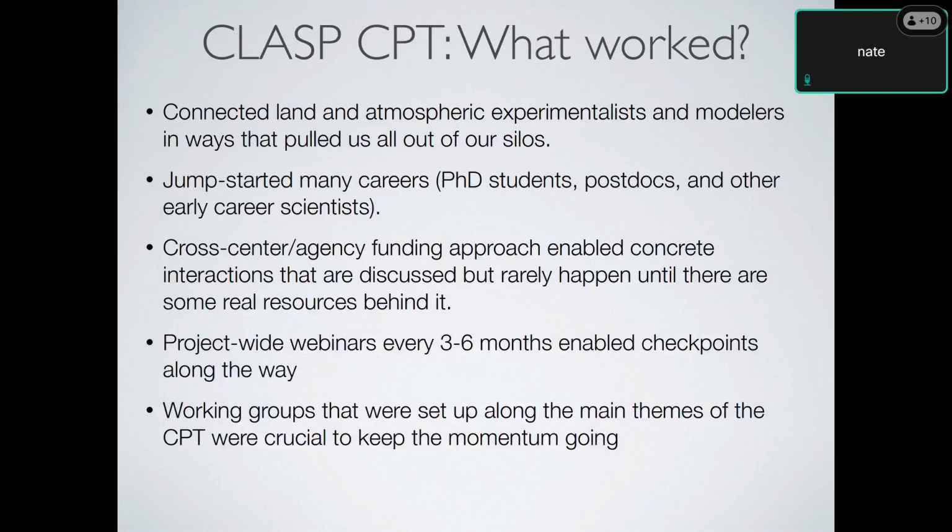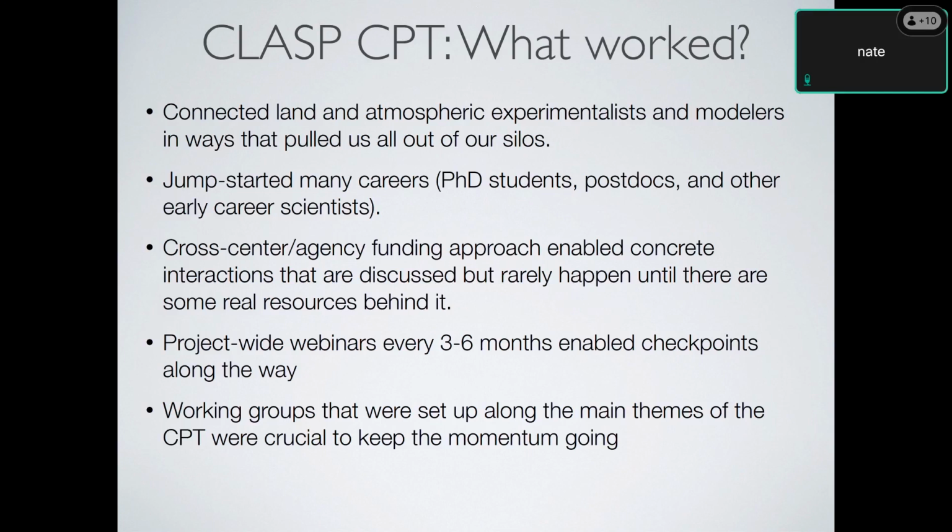Okay, so just to wrap up, 2 slides of my opinions of what worked and what we think could work better next time. So from our perspective, it connected land and atmospheric experimentalists and modelers in ways that pulled us all out of our silos. In many ways, heterogeneity over land and heterogeneity of atmosphere, different communities have been thinking about them for quite some time, but actually thinking about them together is something that CLASP allowed us to do. And in many ways, that was a huge benefit that emerged from that.